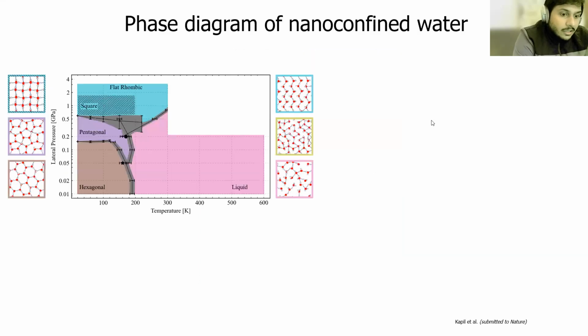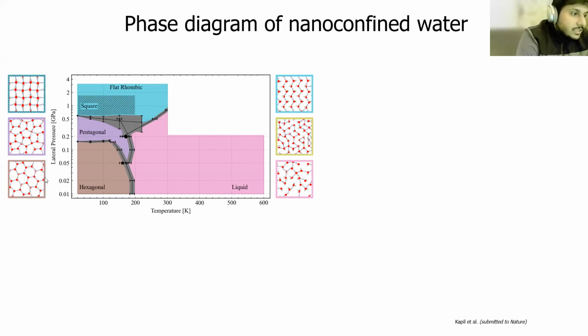All right. In the last bit, I would just share this slide on nano-confined water. Again, another phase diagram that I have worked on. In this case, what we have done is that we have taken a one-molecule-thick layer of water sandwiched between graphene sheets, and we have tried to compute what could be the phases of quasi-2D water.